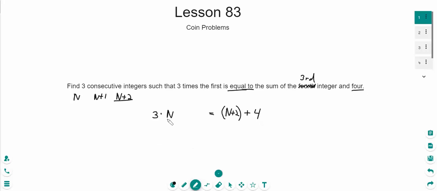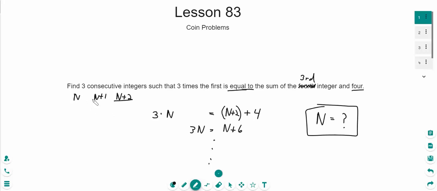Okay? And then once we have it to this stage, we simply simplify things a little bit, and then we just solve it. Okay, and this is all just review. And we end up getting n is equal to something, and that is our answer for the first integer, and then we can get our second and our third integer from that.